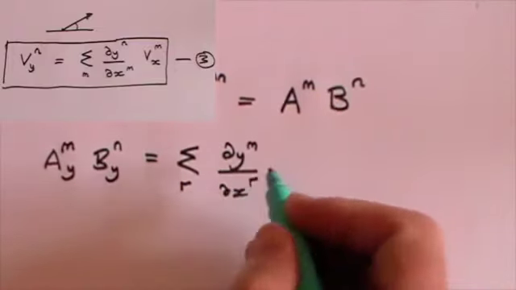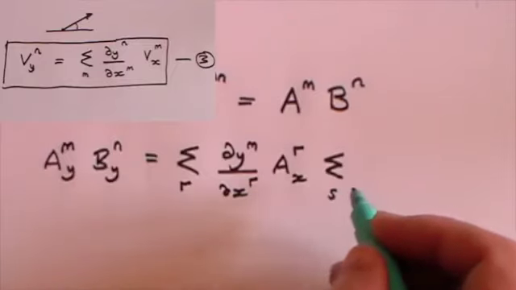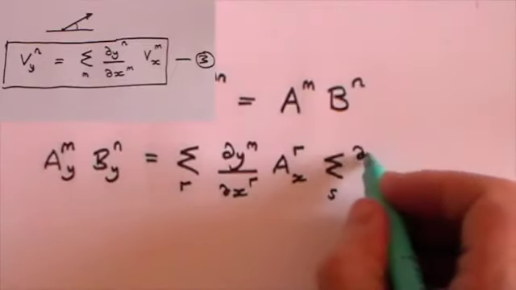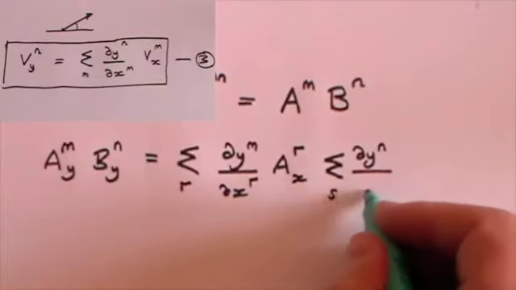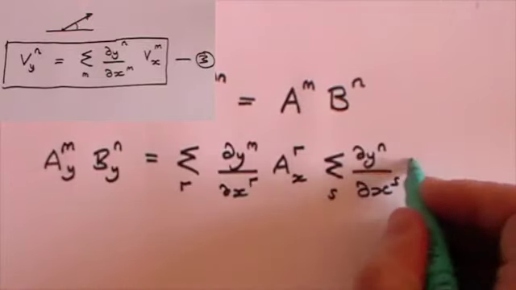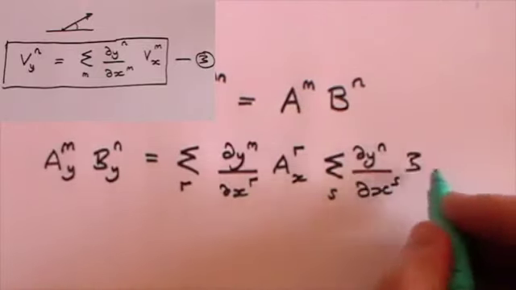And now we need to do the vector b in the x frame of reference, which again from equation 3 comes. I now need another summation term. Let's call it s. And that's going to be dyn by dx s times b in the x frame of reference s. So you sum over the r terms and you sum over the s terms, but m and n are chosen. They're the values you happen to choose for this particular equation. Well, let's look and see what this reduces to.